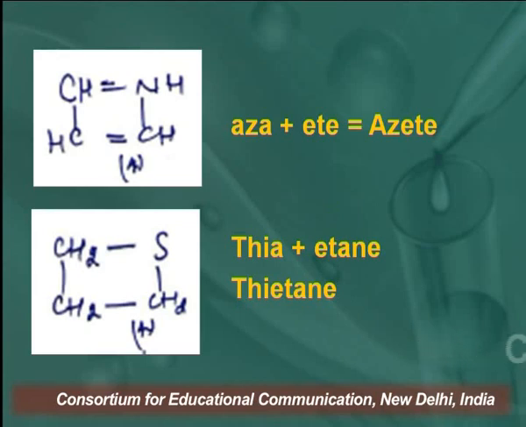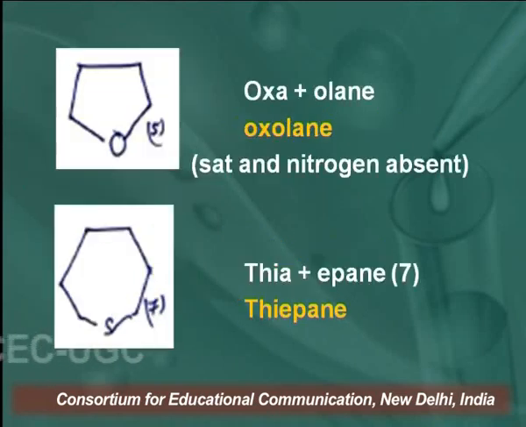Here is another example, a 4-membered ring. We will write azete. Why ete? Because nitrogen is present over here, but this time there is unsaturation: a double bond is present over here. In the next example, sulfur is present over here, so thietane. Thia for sulfur, et for the 4-membered ring, ane for saturation. So thiaetane, drop the vowel, thietane.